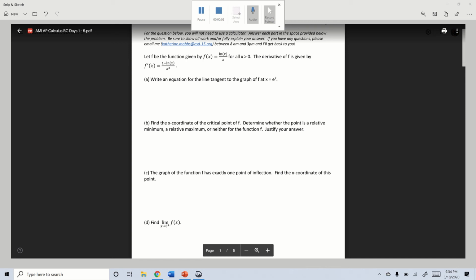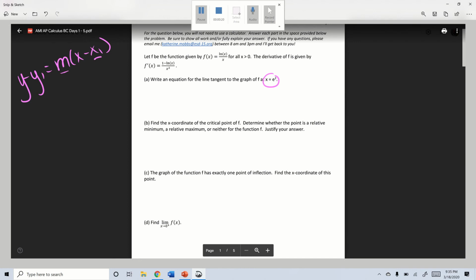Okay guys, so this is AMI day 1. Part A, we are writing an equation for a tangent line. So that is point slope form of a line. So point slope is y minus y1 equals m times x minus x1. Now they've given you the x1 already. Your x1 is e squared.